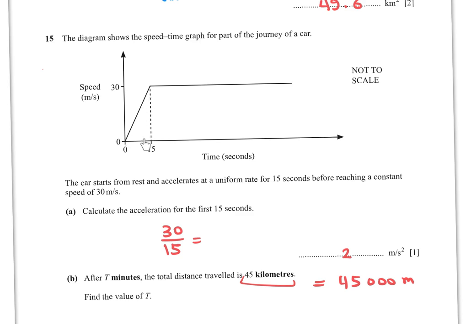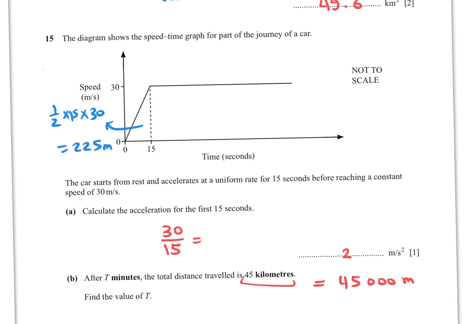Can we find the distance covered in the first 15 seconds? Area of this triangle. Can you find the area for this triangle? Half times base times height. Yes, half times base times height. So half times 15 times 30, 225. 225 meters.